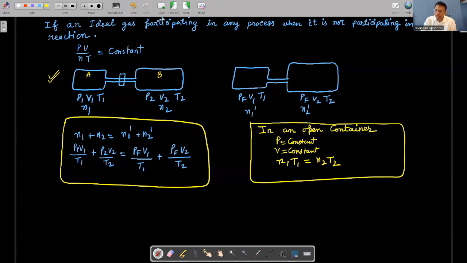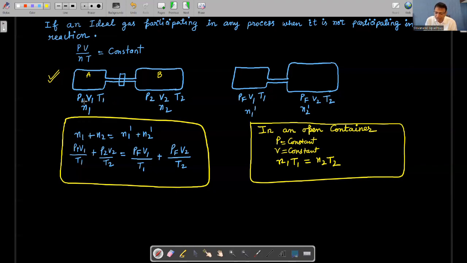If we remove the stopcock and do not change the temperature of these two containers, they will remain at T1 and T2. Then find out the final pressure of this system. In this whole process, the number of moles of gas is not changing. They are not reacting, right? So the number of moles initially and finally will be the same.